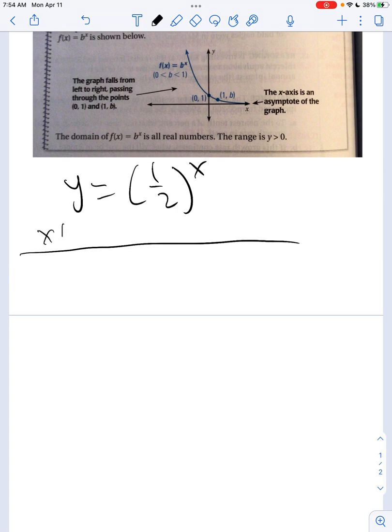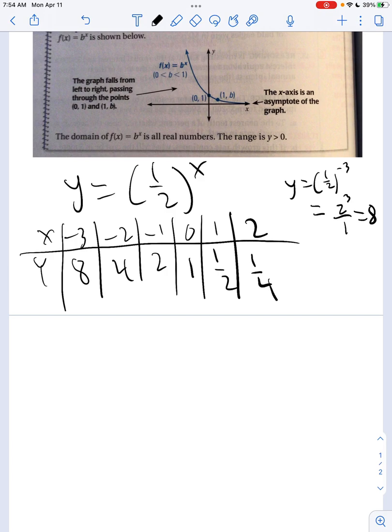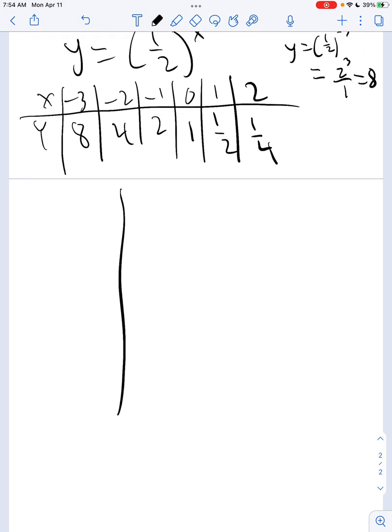Again, I recommend you make a table, get some x values, get some y values. Plug them in, find out what you get. (1/2) to the -3. So again, y equals (1/2) to the -3. That's like saying, all right, I need to invert this. That's like saying 2 to the 3, which is going to give me 8, 4, 2, 1, 1/2, 1/4.